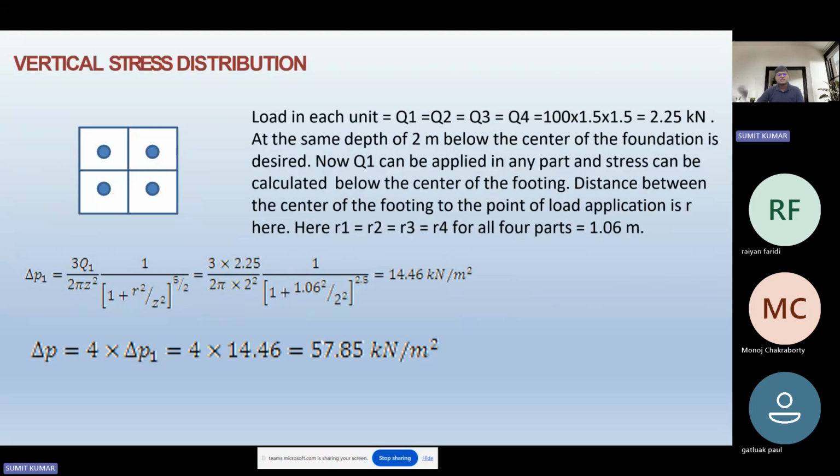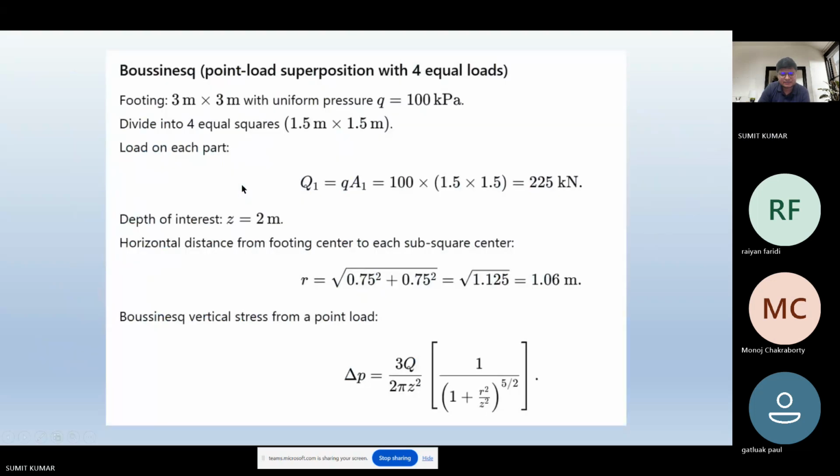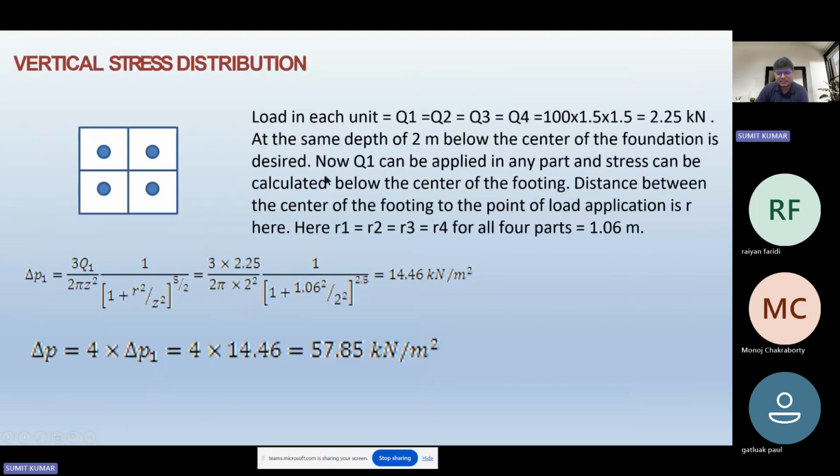So you can see that it is divided into four, like q1, q2, q3, q4. I already said 100 into 1.5 into 1.5 gets the value of 225 kilonewton. Okay, and let me read this, and then the elaborate solution we will see in the next slide.